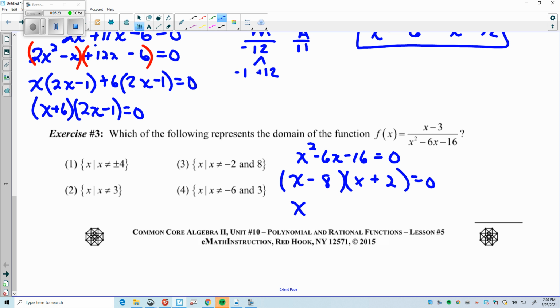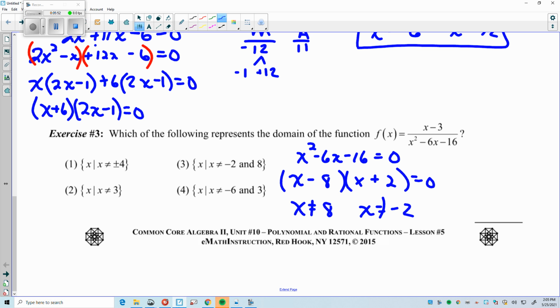Okay, so setting these equal to 0, I can see x is equal to 8, and I can see x is equal to negative 2. So this is where it is 0 in my function, in the domain. So it can't equal negative 2, and it can't equal 8. Both of those places would make that statement undefined.